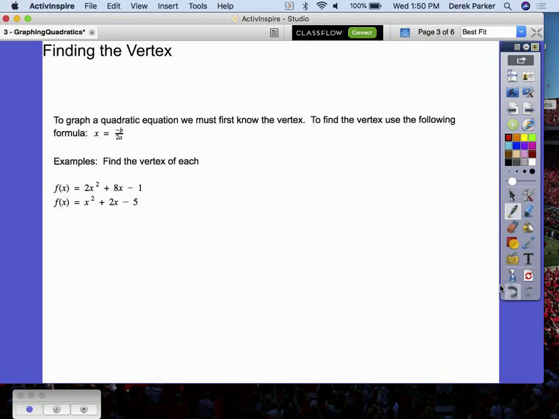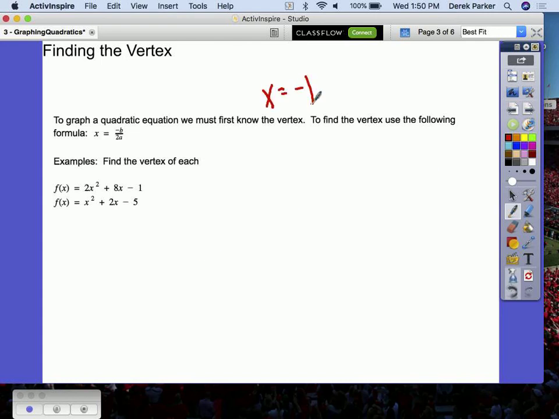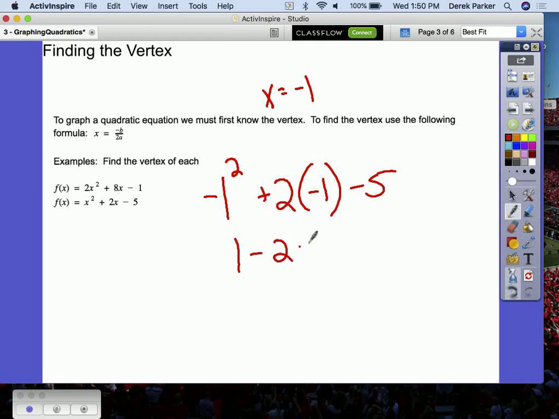Now let's do the next one. x squared plus 2x minus 5. A is 1, b is 2, c is -5. Of course, I don't need c. Now plug it in. -2 divided by 2 times 1. x is equivalent to -1. I now plug that in. -1 squared plus 2 times -1 minus 5. 1 minus 2 minus 5, and I get -6. So my vertex is (-1, -6).